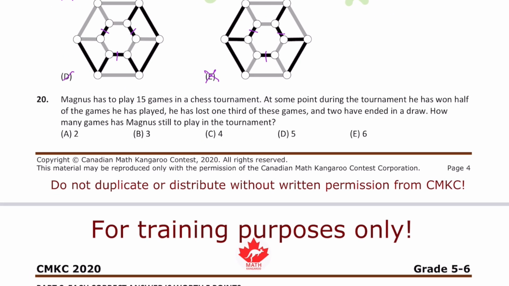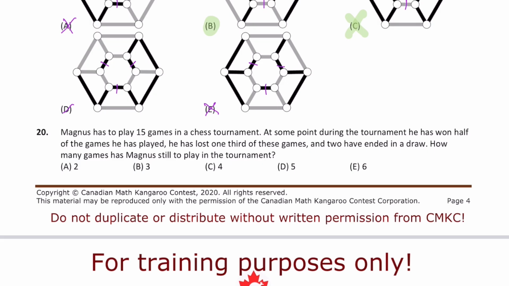The next question. Magnus has to play 15 games of chess in a chess tournament. At some point during the tournament, he won half of the games he played and lost 1/3 of the games. And 2 were a draw. How many games has Magnus still to play in this tournament?